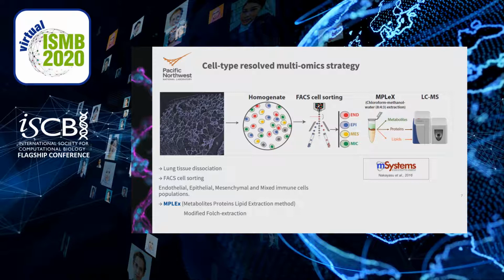When sorted, we used a modified Folch extraction called MPLEX to extract from the exact same sample polar metabolites, proteins, and lipids. For more details on this method, I recommend the paper by Nakayasu and colleagues published in 2016 in mSystems. The lipids were then analyzed by LC-MS on an Orbitrap instrument, both in positive and negative mode, to ensure a good coverage of diverse lipid classes.